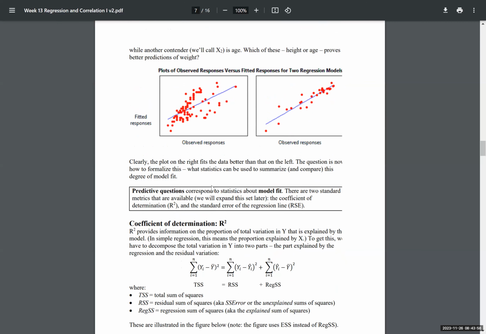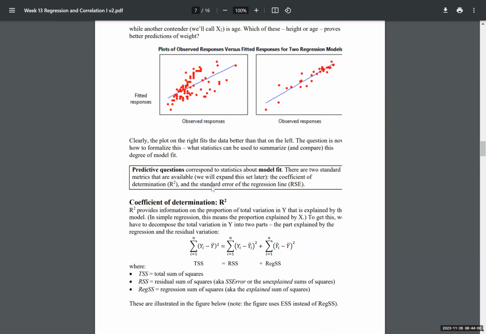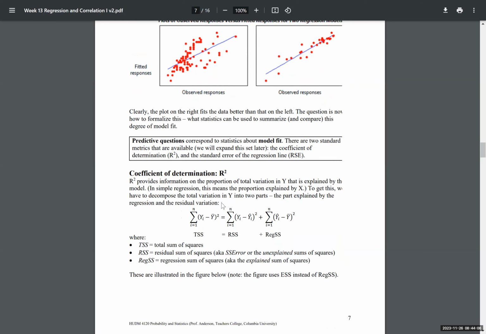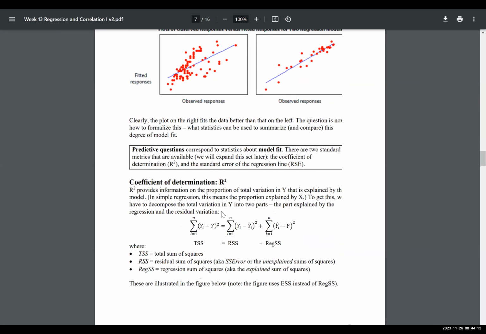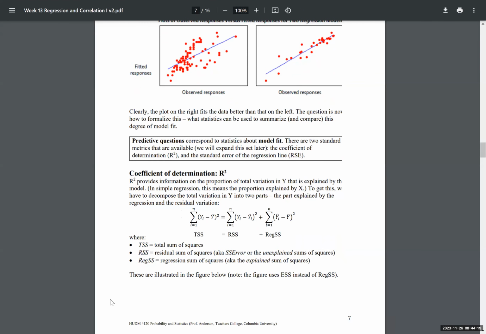And so how do we actually measure model fit? Well, we use this really famous statistic you may have heard of called R squared. And so for R squared, what I want to do is derive it using my own diagram.